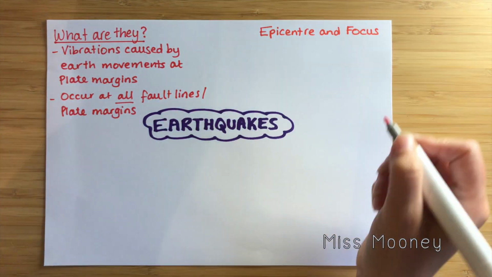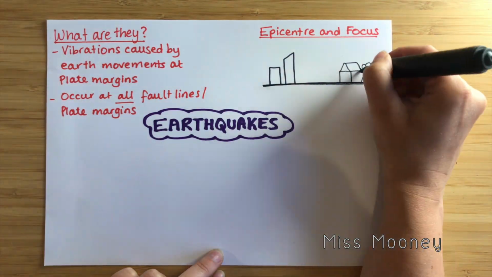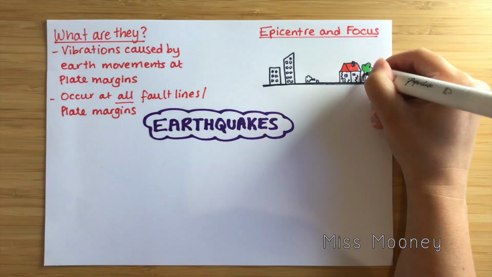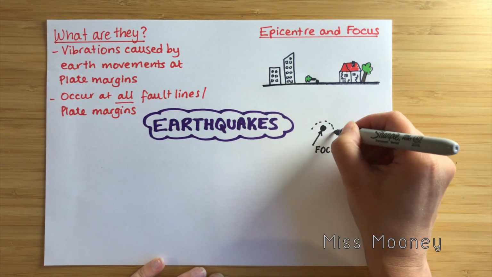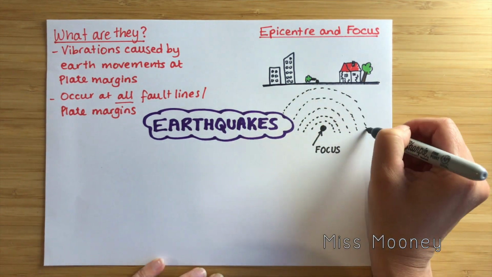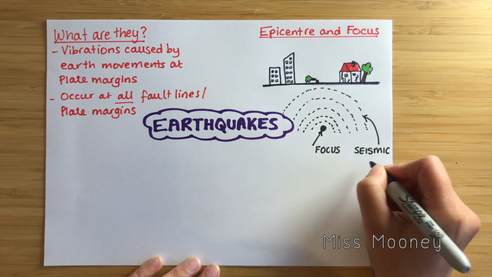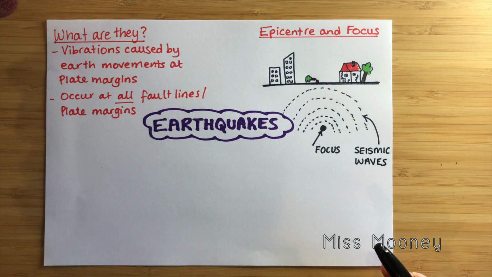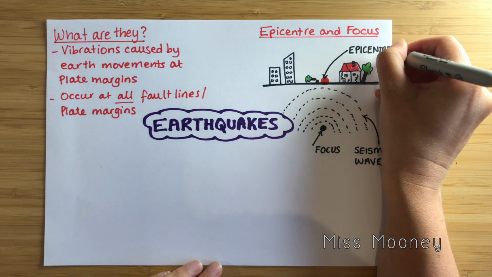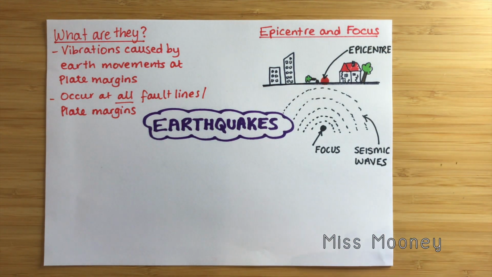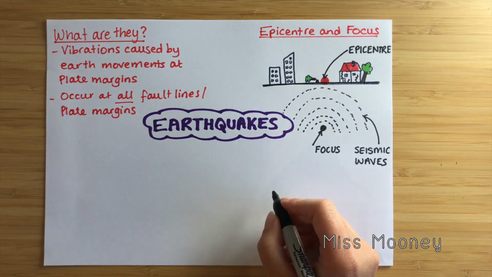So you can see here in this diagram where the focus of an earthquake is, and this is deep beneath the Earth's crust. This is where there has been the movement in the Earth's crust. The seismic waves produced by the earthquake start at the focus. Now, directly above the focus on the Earth's surface is what we call the epicenter. And the closer you are to the epicenter, the stronger the magnitude of the earthquake.